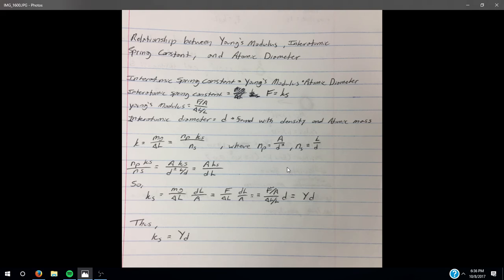And then from there, it's pretty easy to derive Young's modulus, which is force over area divided by the change of length over the total length by doing some multiplication. And then, of course, the density is left over, so you multiply it by that, which leaves you with the spring constant is equal to Young's modulus times the atomic diameter.